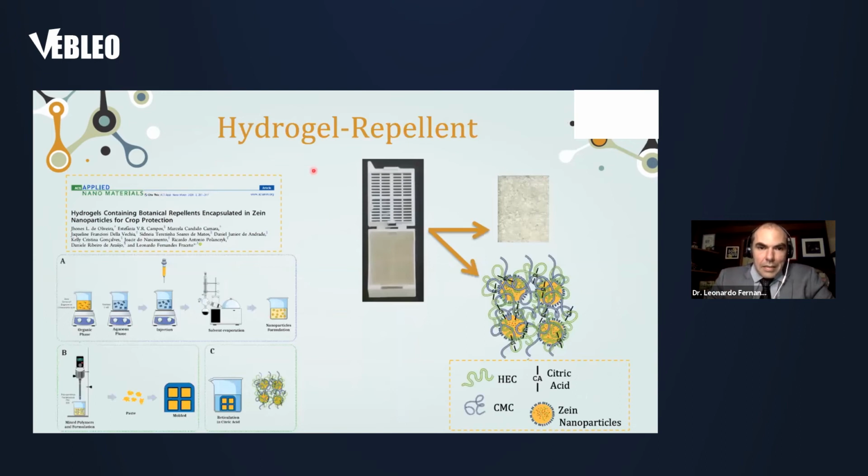Also, regarding these systems with Zein nanoparticles, we decided to develop some devices using hydrogels. So we prepared the particles with the botanical repellents in the same steps as I showed before. After that, we prepared a hydrogel with a mixture of some polymeric materials. We have a paste and we molded these pastes. After this, we did some crosslinking with citric acid. This is the mold that we use, these are the hydrogel images, and this is a schematic of the hydrogels. We have the particles, the polymeric materials, and the citric acid as crosslinker.